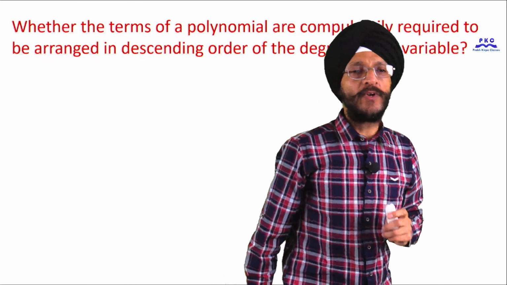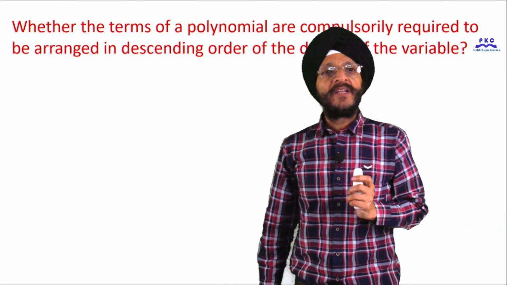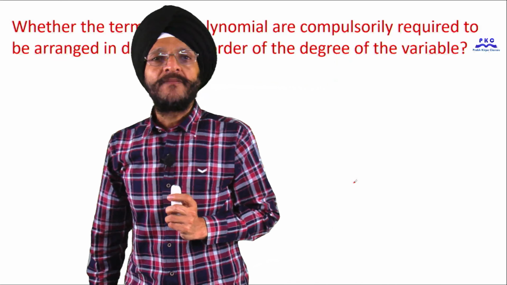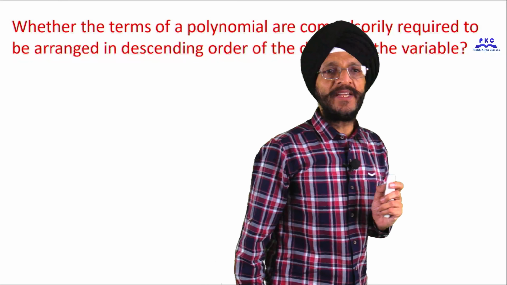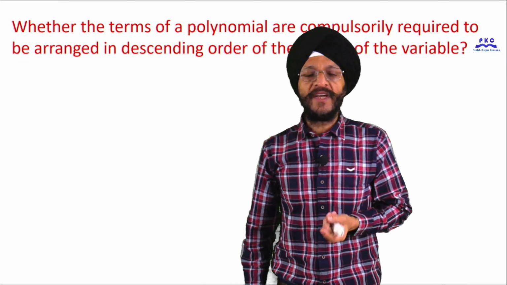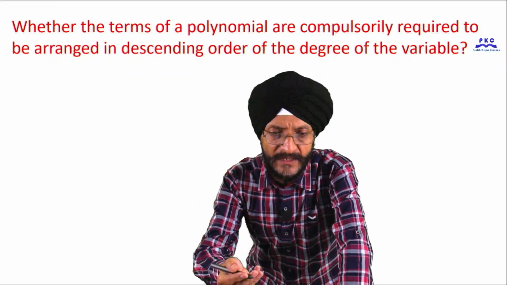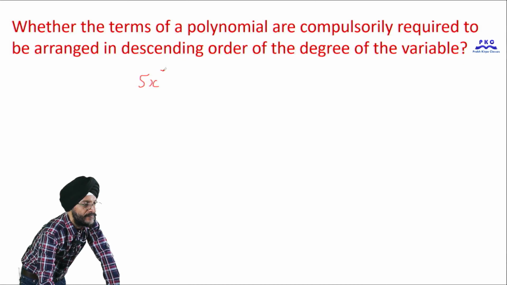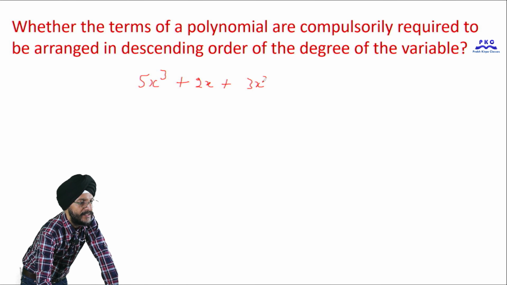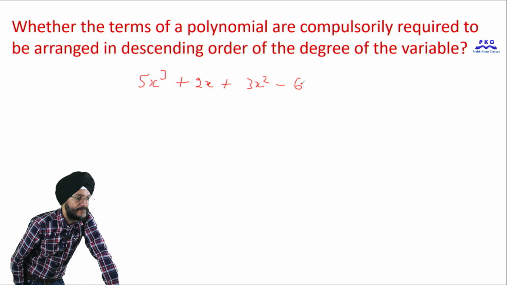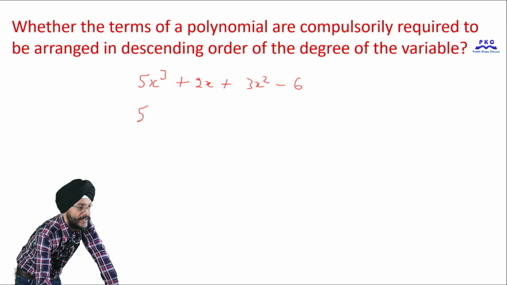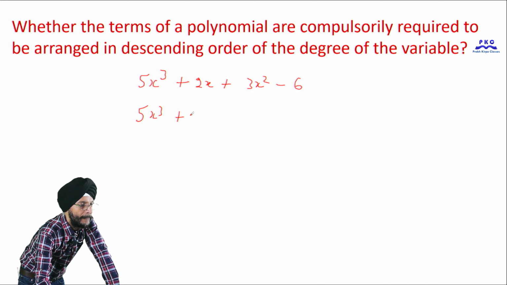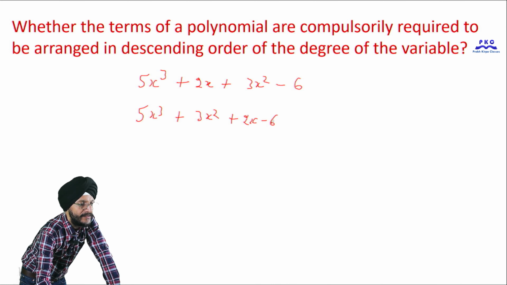Now the next question before us is whether the terms of the polynomial are compulsorily required to be arranged in the descending order of the variable. What is the question? Let us understand the same with the help of an example. Suppose I write 5x cube plus 2x plus 3x square minus 6. I write the same terms again: 5x cube plus 3x square plus 2x minus 6.